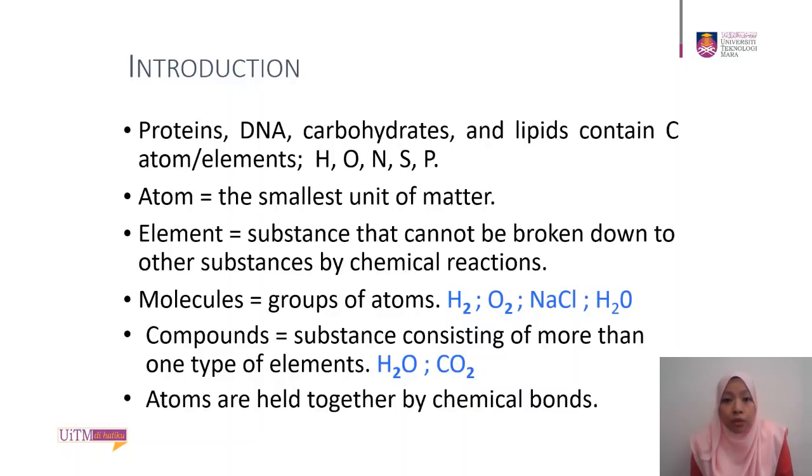Hydrogen gas is a combination of 2 hydrogen atoms. Other examples are oxygen, sodium chloride, and water. A compound is a substance consisting of more than one type of element. For example, water. Water consists of 2 hydrogen atoms and 1 oxygen atom. A combination of these becomes the water molecule, which is a compound. And atoms are held together by chemical bonds.